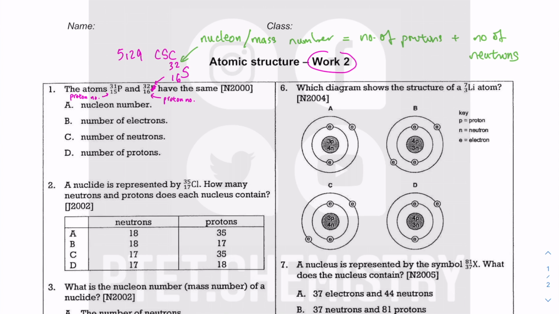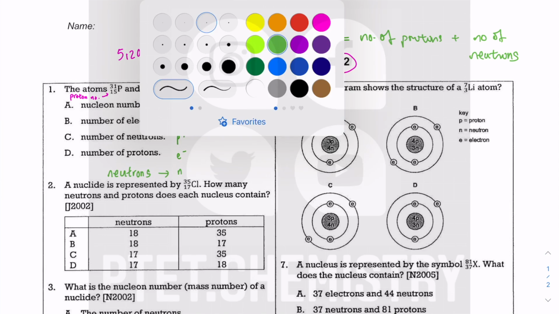So if I were you, I would set up a table, an imaginary table. P plus for proton, electron is e minus, n for neutron, not nucleon. Nucleon is this number, and they refer to neutrons. So be very careful. Nucleon is both the proton and the neutrons. Neutron is just the neutron on its own.